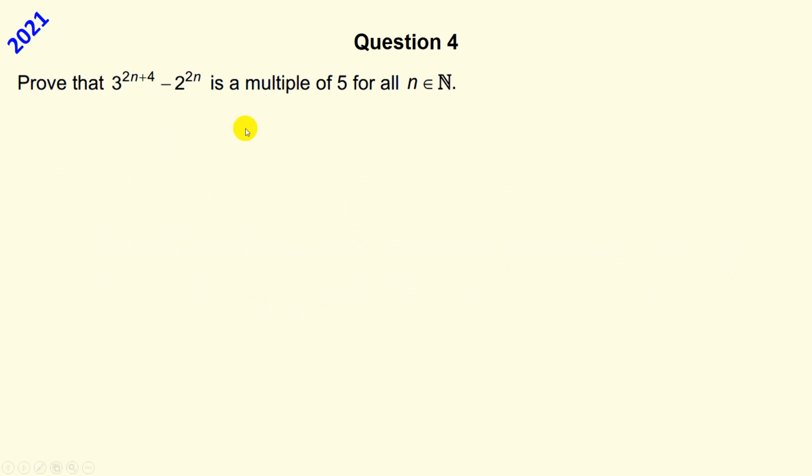Here we go. Prove that 3^(2n+4) minus 2^(2n) is a multiple of 5 for n an element of natural numbers. This is your mathematical induction question, which hopefully you're going to get in every paper.